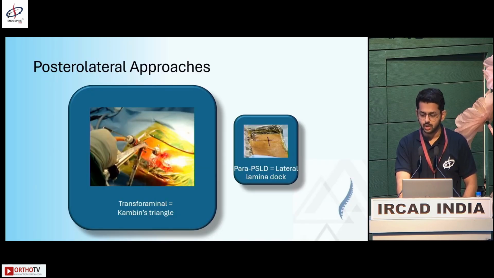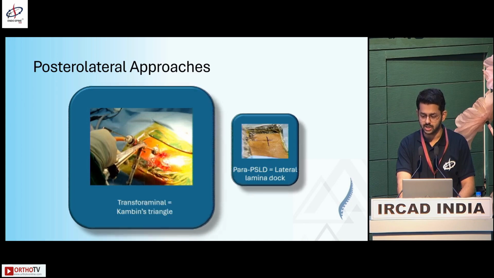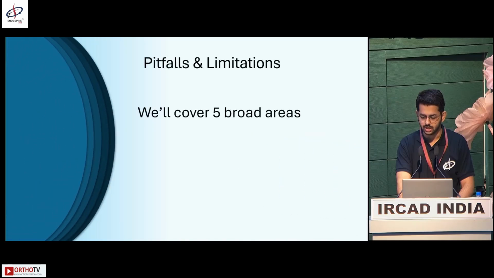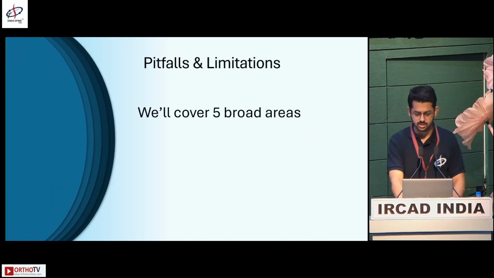In transforaminal endoscopy, we use a more lateral entry point through Kambin's triangle and operate with a transforaminal endoscope, which has a smaller working channel. Whereas in para-PSLD, we use a more medial entry point, which docks on the lateral lamina. And we use a stenoscope, which has a larger working channel, which provides better access for the bone work. Each approach has its own anatomical constraints and technical considerations.